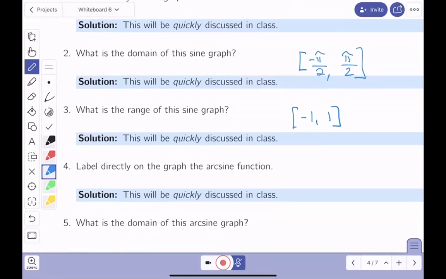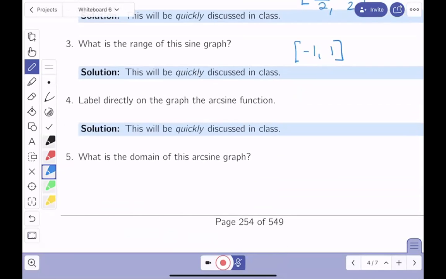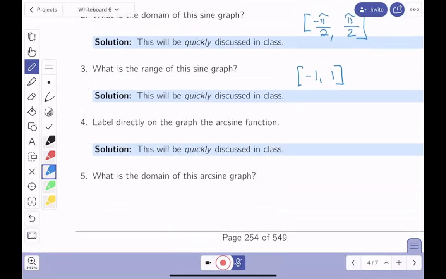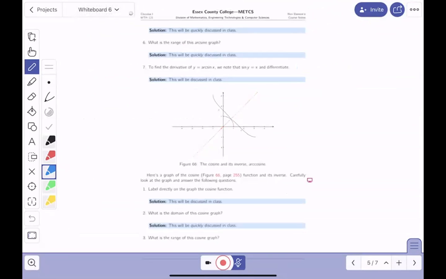Label directly on the graph the arcsine function. I did. What do they want to know? They want to know its domain. That's fairly simple. It's going to be the range of that sine function, so it's going to be -1 to 1. What's its range going to be? Minus pi over 2 to pi over 2.